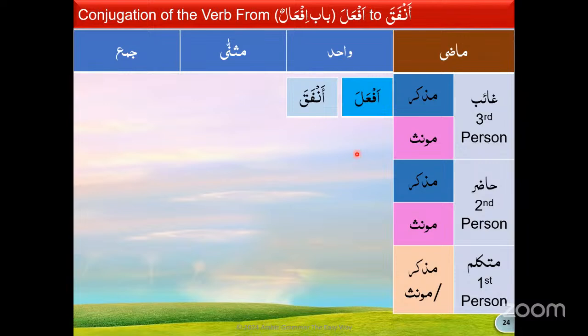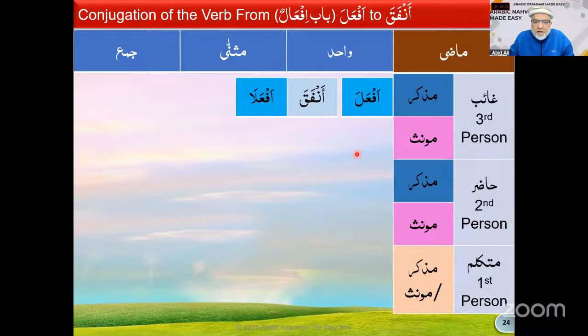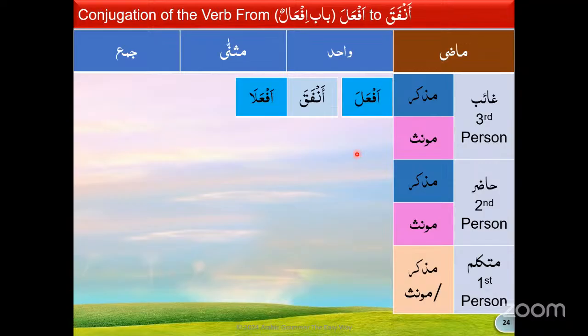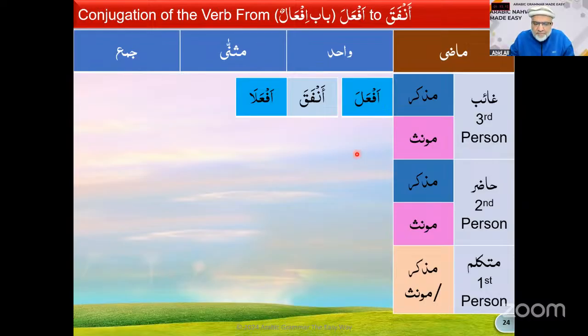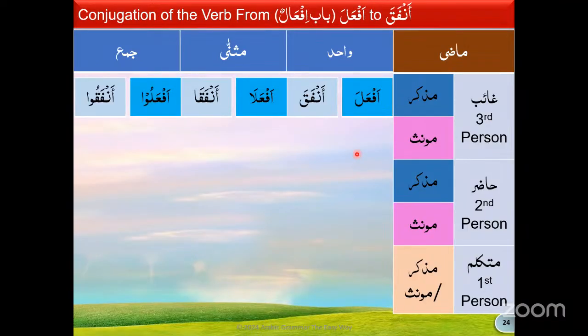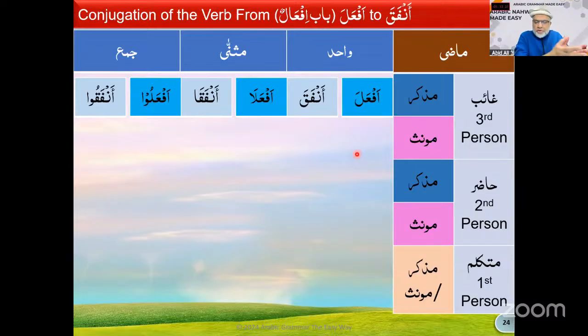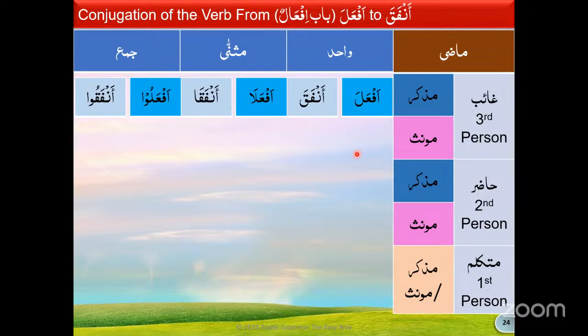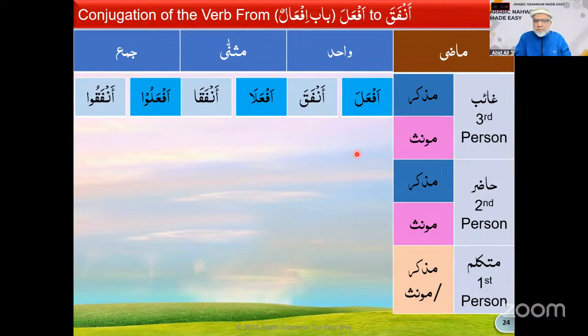Now, what is the second one? Af'ala is a dual. Anfaqa. What about af'alu? Anfaqu, right? So when you know your chart, is that substitution difficult? No, if I know the pattern, I just have to add the hamza. That's my point all along. If you practice and learn your basic patterns and conjugation, then substitution is not a big deal, right? Can you do the muannas one?